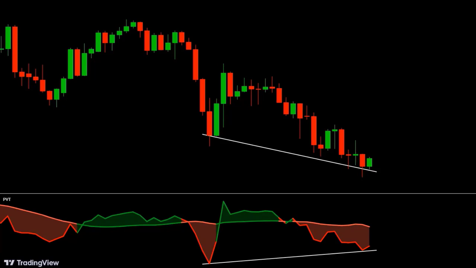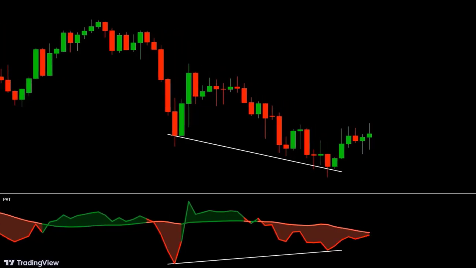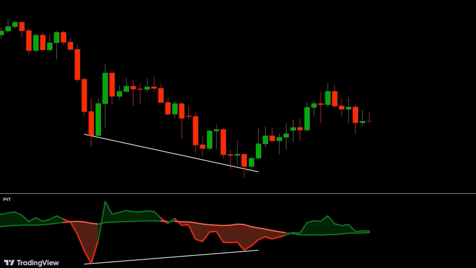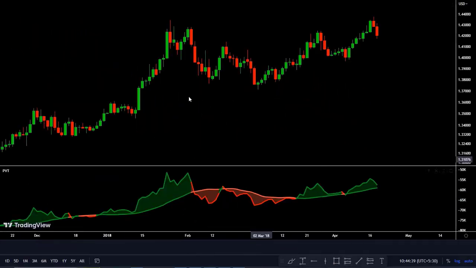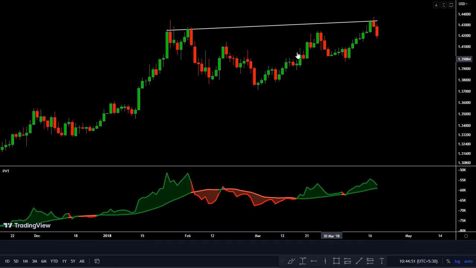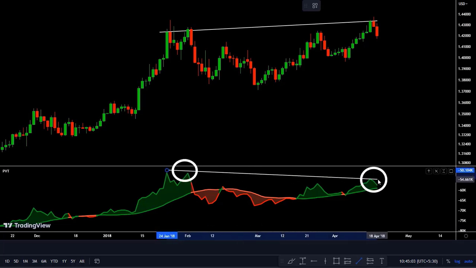If we take a look at the price action after this divergence, we can see that the price indeed made a correction and started moving in the bullish direction. In this case, the price is moving in the upward direction, making higher highs. However, if we look at the PVT indicator, we can see that lower highs are being made.